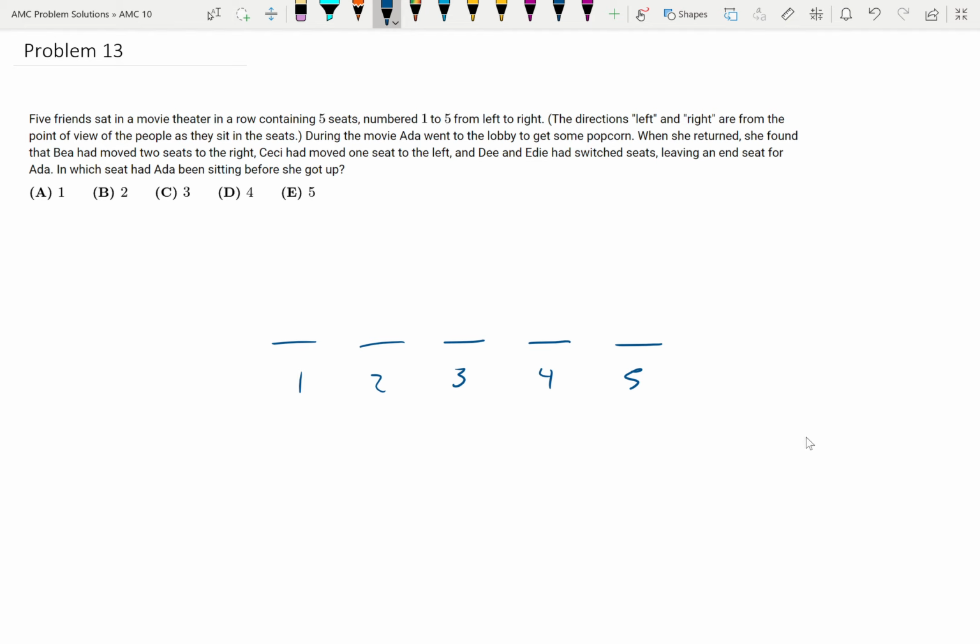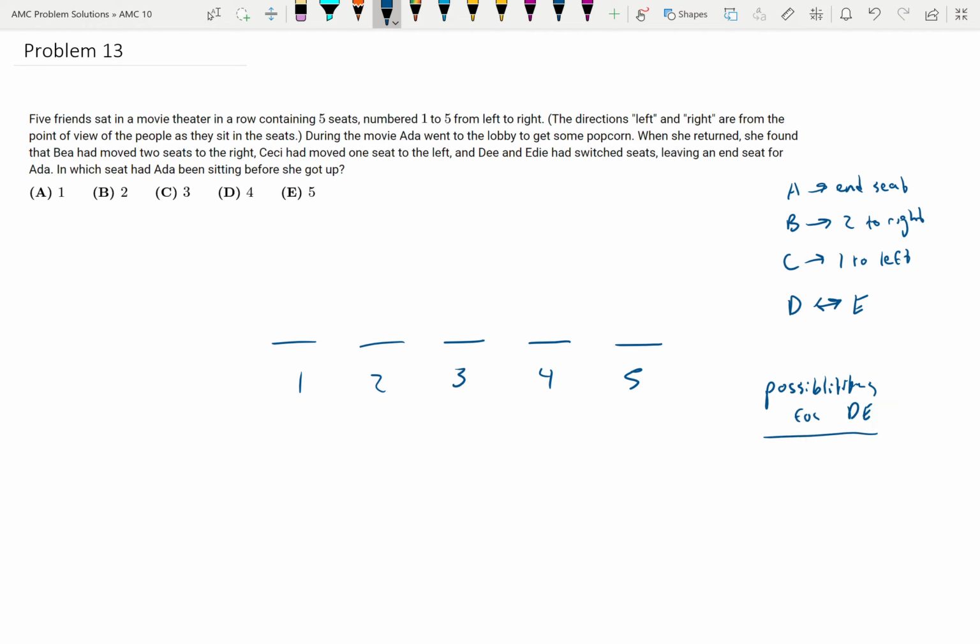At the end of this, A is going to be on an end seat, B 2 to the right, and C 1 to the left. And D and E switch. So all the possibilities for D and E are just any two seats that aren't the end seats, because if D and E were in the end seats and they flip like that, then there's no way that A could be in the end seat.